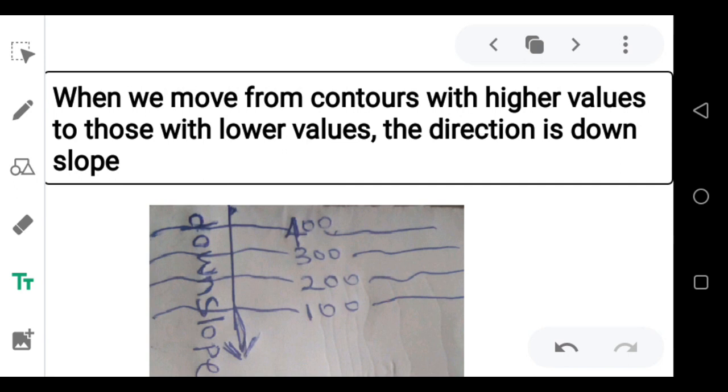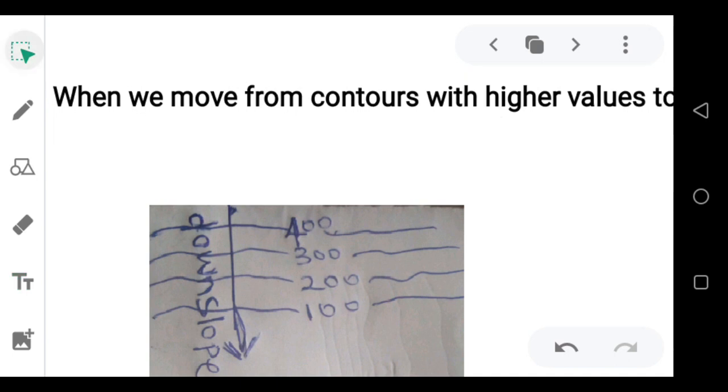Now, when we move from contours with higher values to those with lower values, the direction is downslope. Look at the contours below. Can you see? 400, 300, 200. So when you are coming down, the direction is what? Downslope.